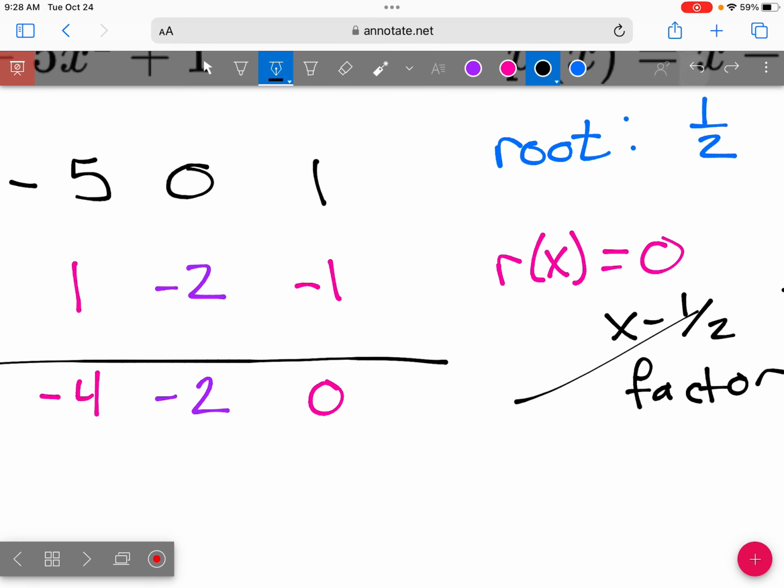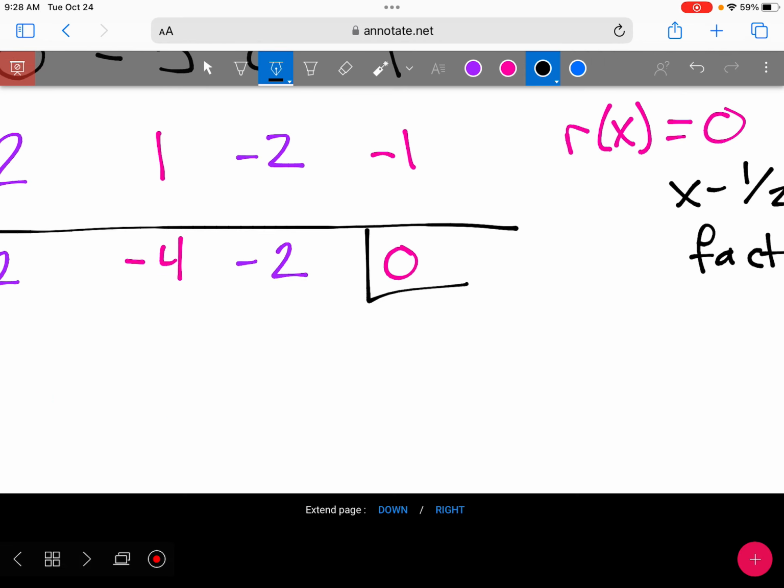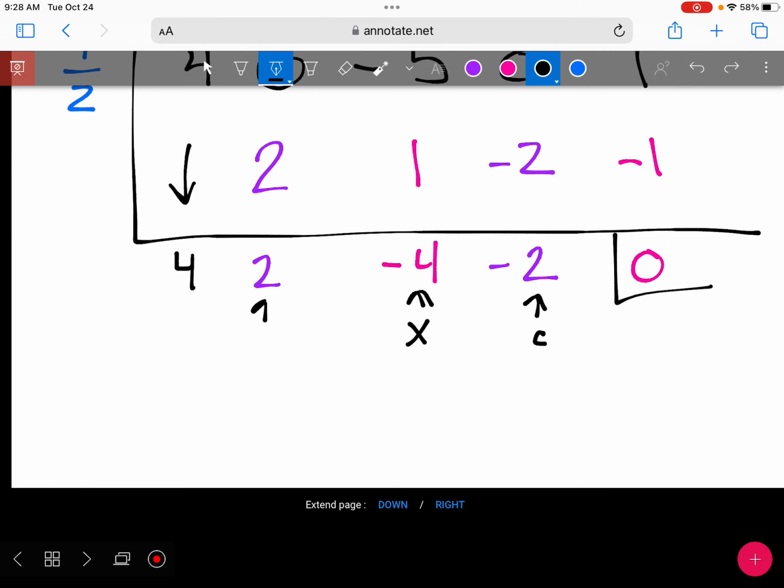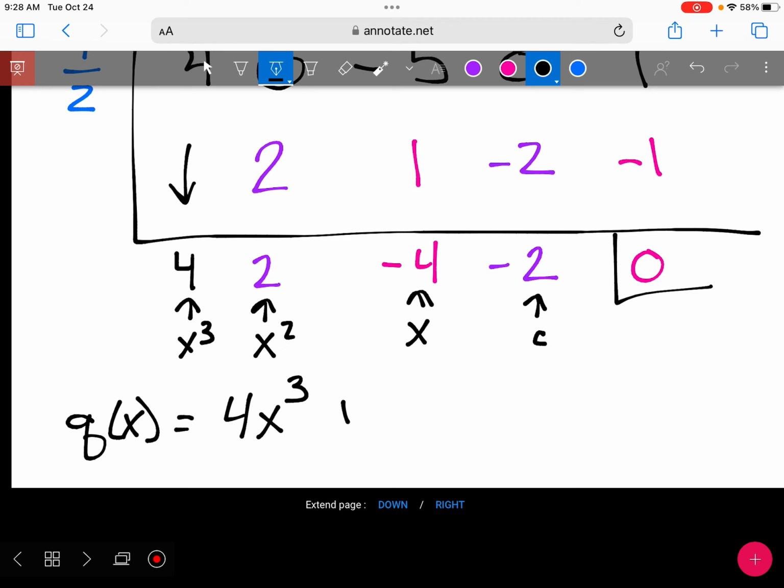So then to get our Q of x, our quotient, we've got our constant, our x, our x squared, and our x cubed. So our Q of x, we will write it as 4x cubed plus 2x squared minus 4x minus 2.